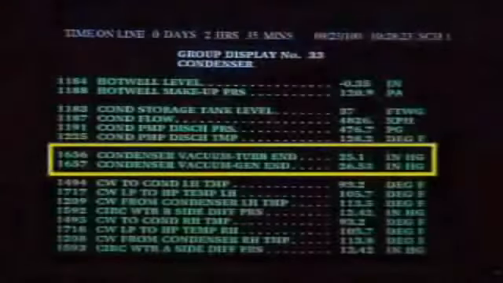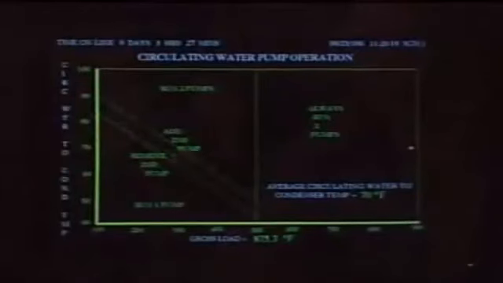One important condenser problem that's often hard to diagnose is a drop in condenser vacuum. Low condenser vacuum can be caused by improper circulating water temperature and flow conditions, as well as air leakage into the condenser. If you notice that condenser vacuum has dropped over a period of time, you should check the circulating water inlet and outlet temperatures and circulating water pump discharge pressure.